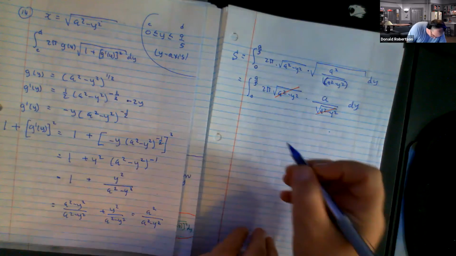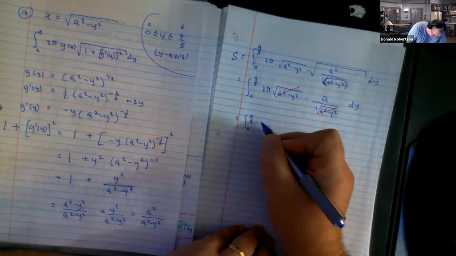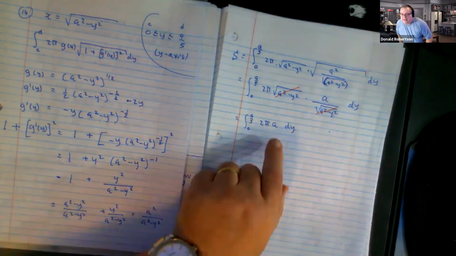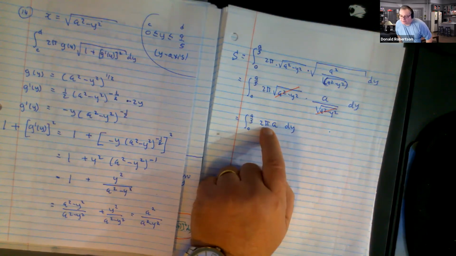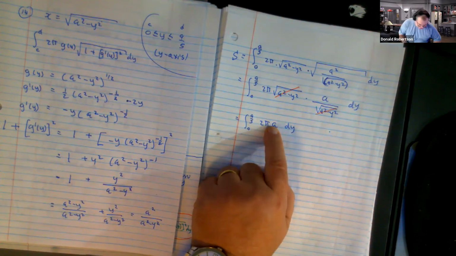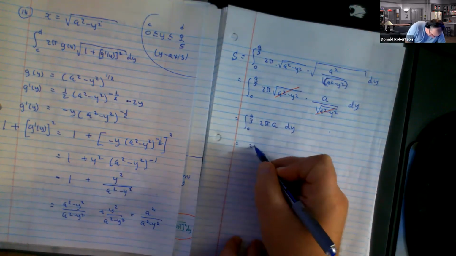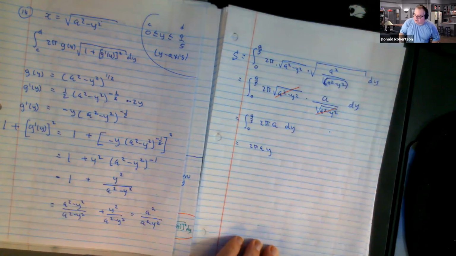So what you've got is just 2 pi a dy. A is just a constant. It's just a number like 2 and pi are numbers, so don't treat it any different. So when you integrate 2 pi a, you get 2 pi a y, just like 5 gets you 5y, right? And 8 gets you 8y. 2 pi a gets you 2 pi a y.